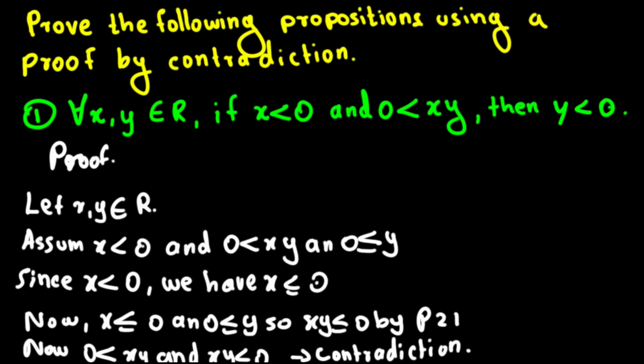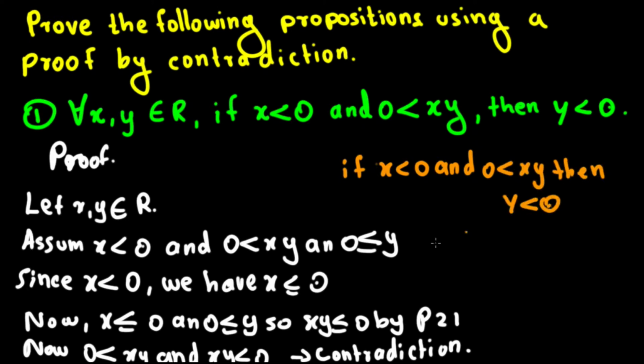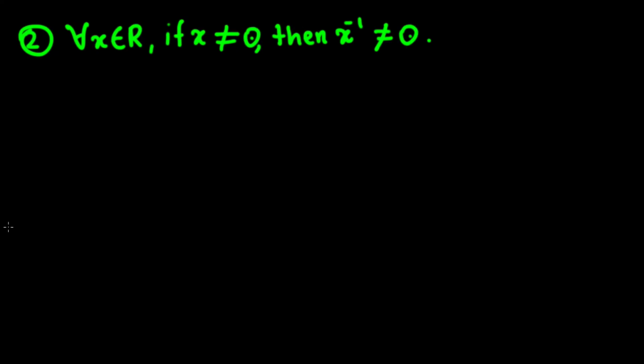Now let's continue on the other side. So this is a contradiction. Therefore we can say if x is less than 0 and 0 is less than xy, then y is less than 0. So we proved this one. That's what the question is asking for, right? So this is our first one. Let's look at the second one.